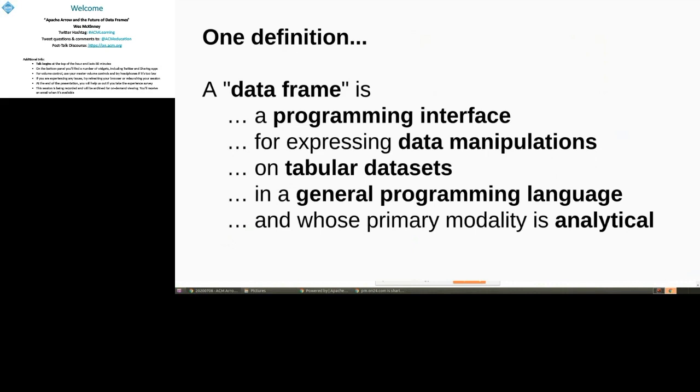I think it's not enough to have a programming interface that expresses data manipulations. I think an important distinction is that the primary modality of the interface is analysis, and so that distinguishes a data frame library from something like an ORM, an object relational mapper, which people use to build applications and to create abstractions between database systems and object-oriented programming languages. Those also provide a programming interface to manipulate tabular data sets, but the primary modality of those interfaces is not data analysis.